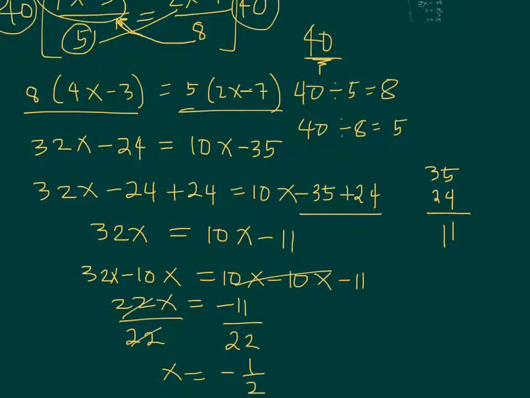Because 11 is exactly half of 22. So 11 divided by 11 is 1. 22 divided by 11 is 2. And because this is negative, the answer must be negative. And then again, we check.